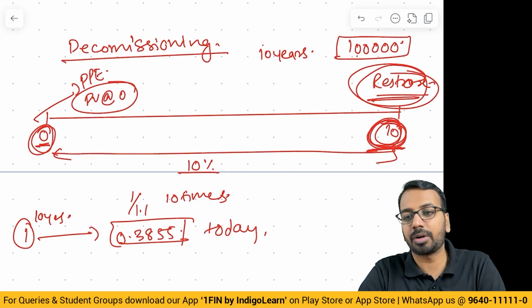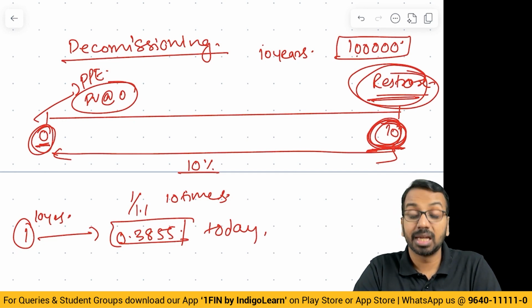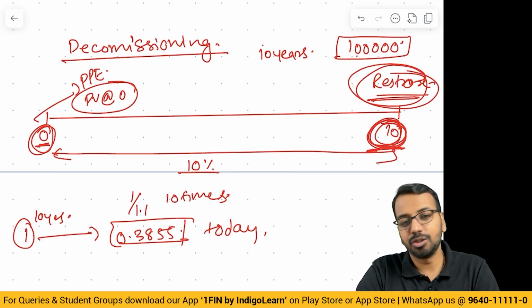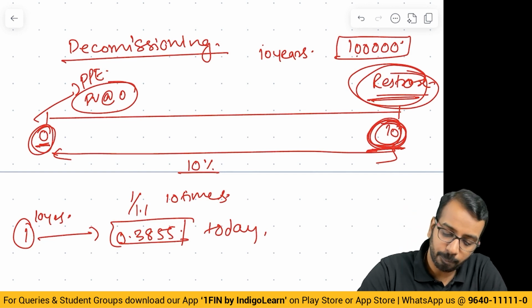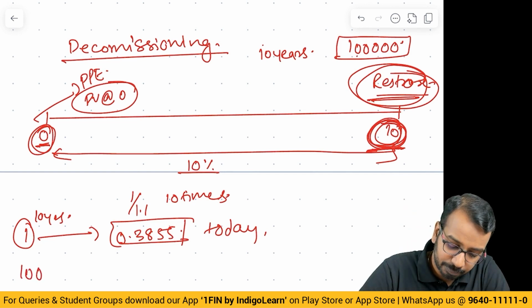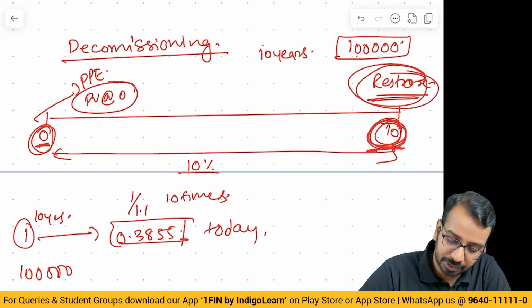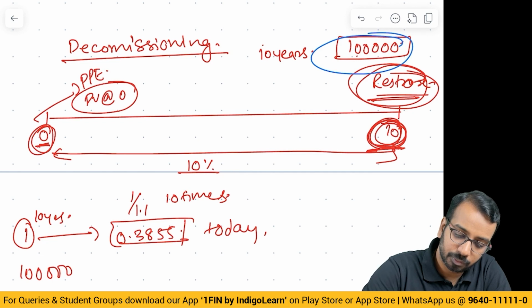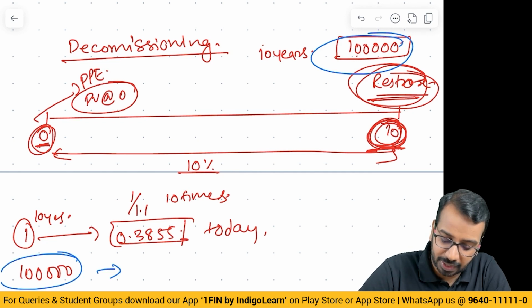Sir, how many decimals to take? You can take up to 4 decimals. If the question has given you the factor, use as per the question itself. So, if I spend 1 lakh at the end of 10 years, what is today's value?